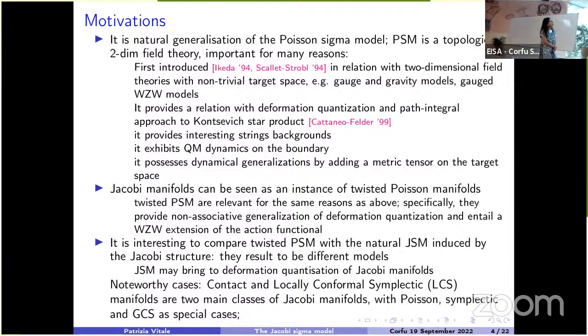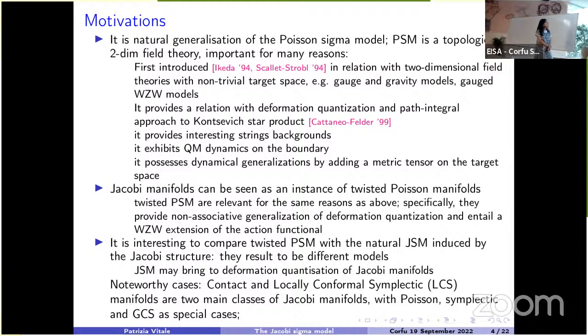As I said, since it is a two-dimensional topological field theory, namely fields are maps from a two-dimensional manifold to some target space, this target space provides interesting string backgrounds. When the source manifold has a boundary, since it is a constrained model, it has a one-dimensional dynamics on the boundary which can be quantized, and finally it possesses generalizations which are non-topological, dynamical actually, by adding a metric tensor field on the target space.